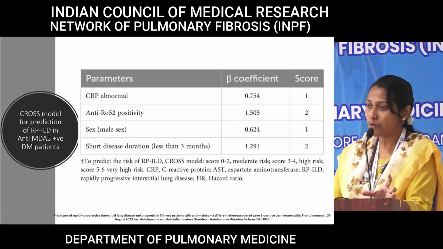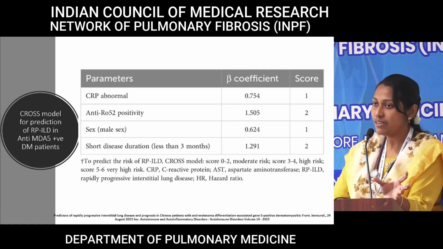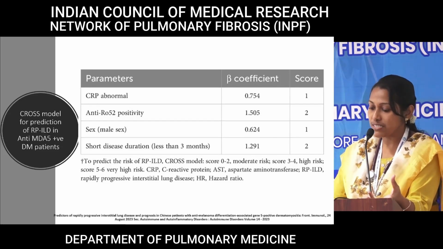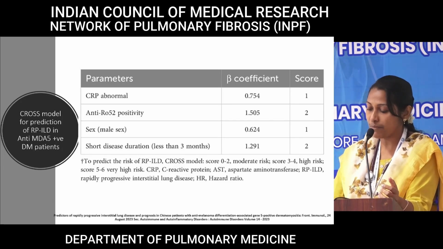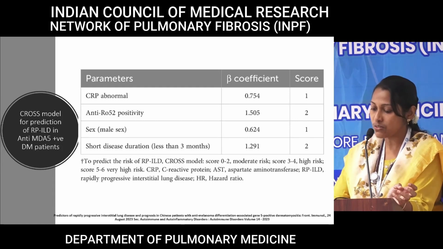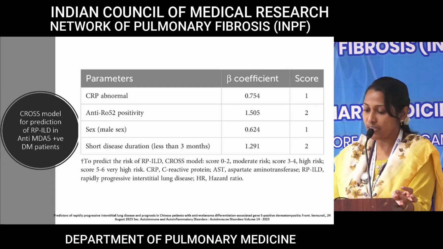Anti-Ro52 positivity is another important antibody, which when it coexists with the anti-MDA5 antibody also carries a high risk. Male sex predominance had a high chance of RP-ILD, and a very rapid progression within less than 3 months is also a risk factor for high mortality.